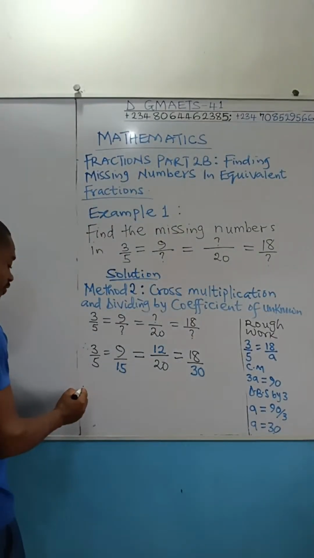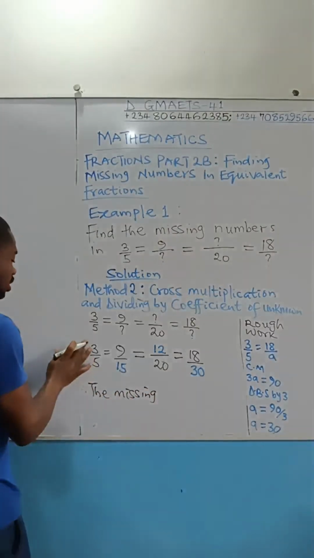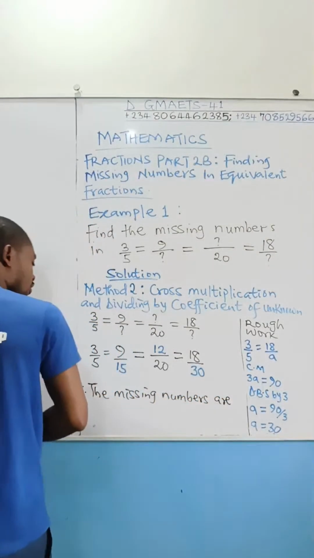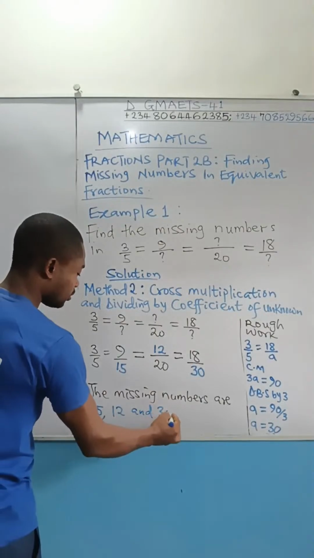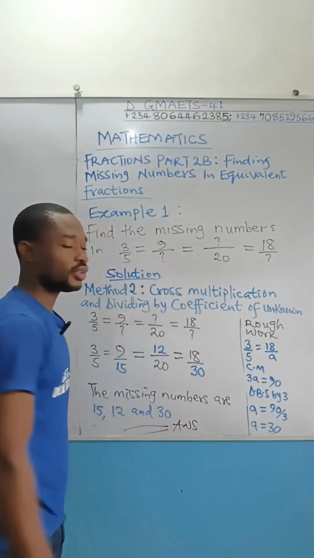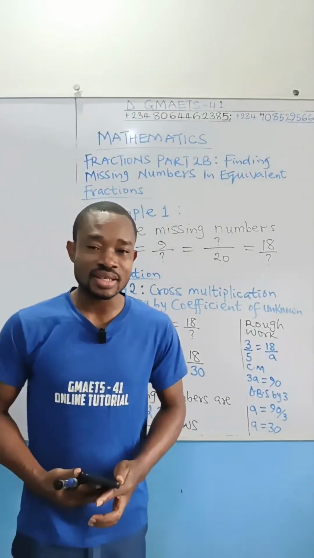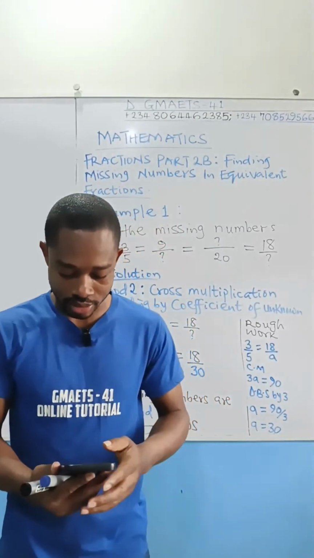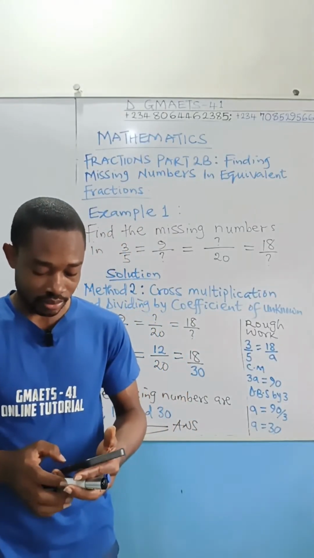Let's conclude. Therefore, the missing numbers are 15, 12, and what? 30. So my dear basic scholars, this is how you obtain your missing numbers.